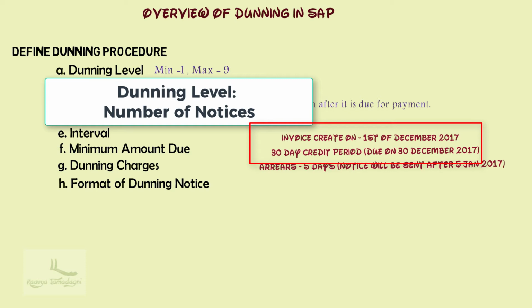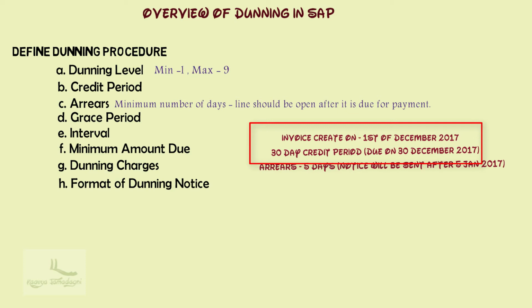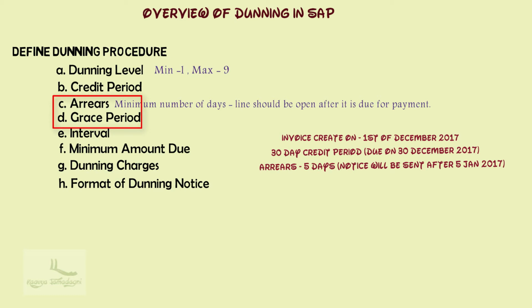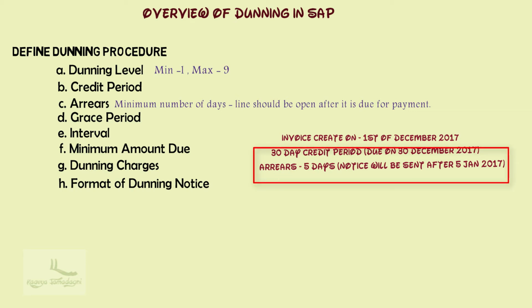Now, after the credit period, we control how dunning notices are sent with the help of arrears and grace period. So what does arrears mean? Arrears means the minimum number of days the line should be open after it is due for payment. Let me give you an example here. If I specify 5 days, then considering my previous example, the invoice generated on 1st of December, after 30 days, if I run the dunning on 1st of January, the notices will not be sent even though it is past the due date.